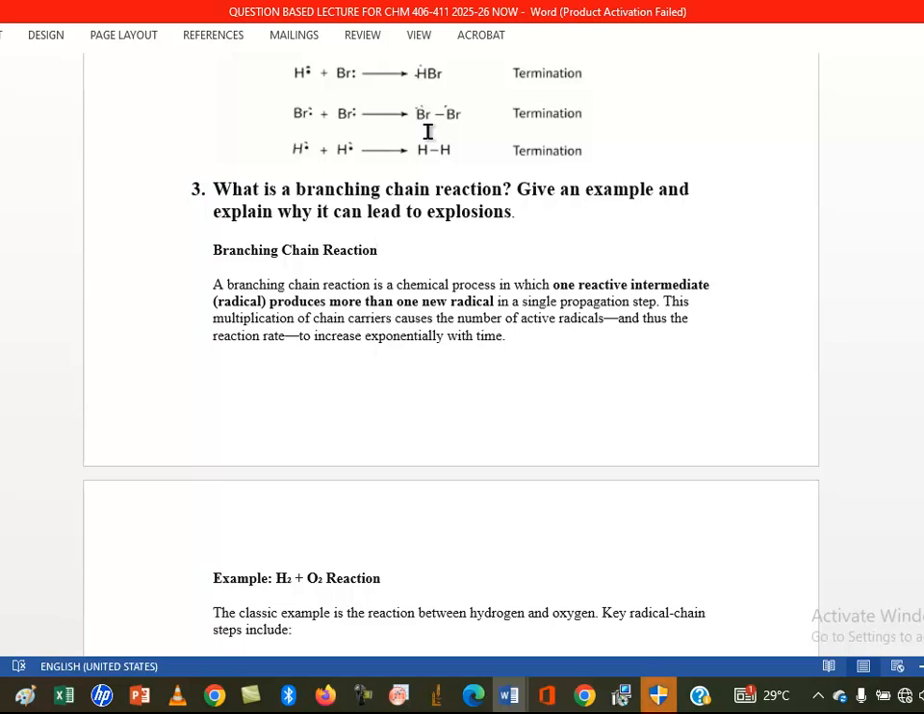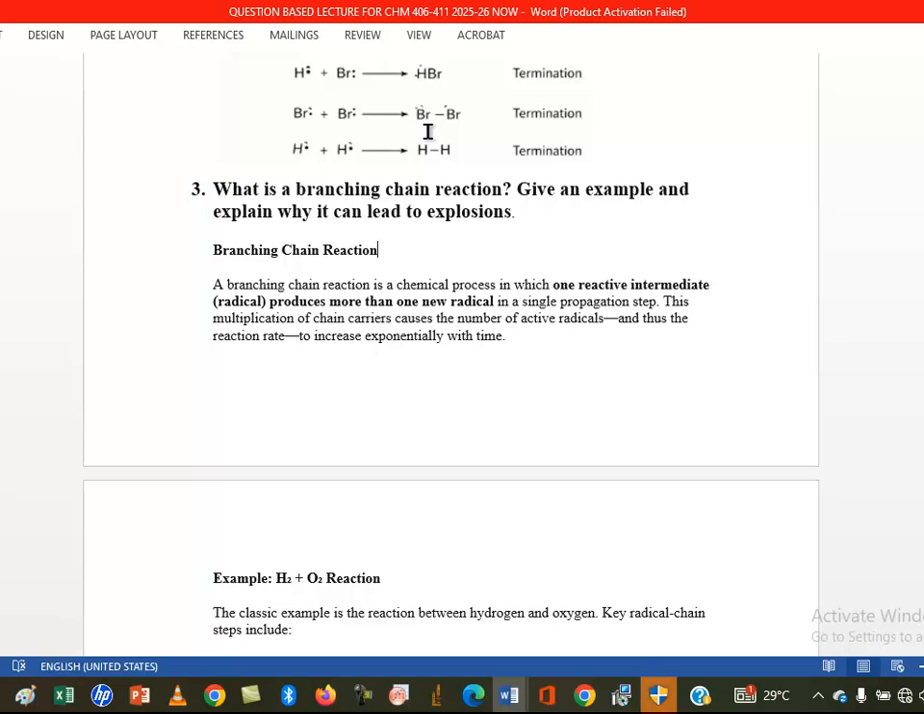So now, what is it? A branching chain reaction is a chemical process in which one reactive intermediate, that's a radical, so you can use radical or intermediate, produces more than one new radical in a single propagation step. This multiplication of chain carriers causes the number of active radicals, and thus the reaction rate, to increase exponentially with time.